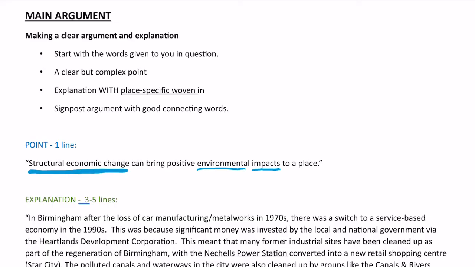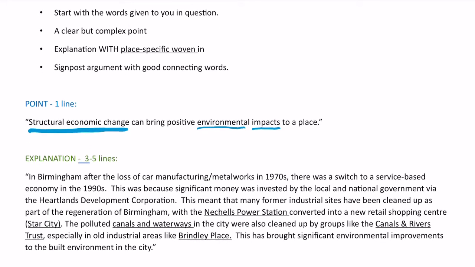So here, in my explanation, if I'm talking about structural economic change, I need to show the examiner which structural economic change I'm talking about. So I talk in my first line about Birmingham losing car manufacturing, and that the structural economic change was a switch to a service-based economy in the 90s. I haven't gone on to explain in loads of detail what I mean by that, but I've said to the examiner that's the structural economic change I am talking about. So I've signposted it right from the start where I'm talking about.